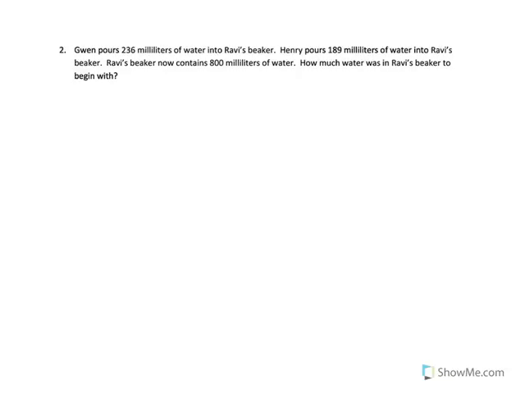So this problem, you could either draw it out if you really wanted to, but I would prefer to work it out numerically. So I'm going to do it that way. We know that as an end result, Ravi's beaker ended up with 800 milliliters. So let's go ahead and write that down. 800 milliliters. Alright, so we need to try and work backwards in order to find out how much he had in his beaker to begin with before Gwen and Henry poured their water into it.